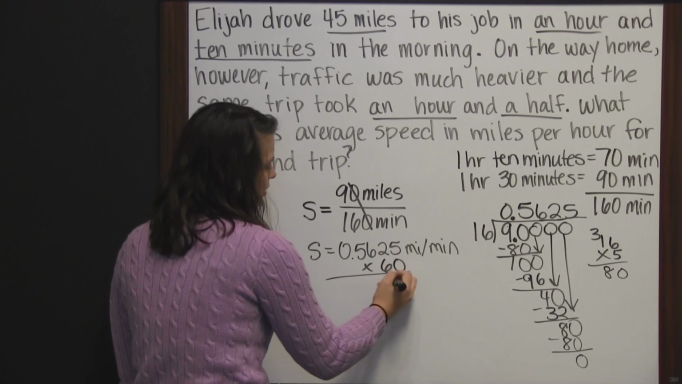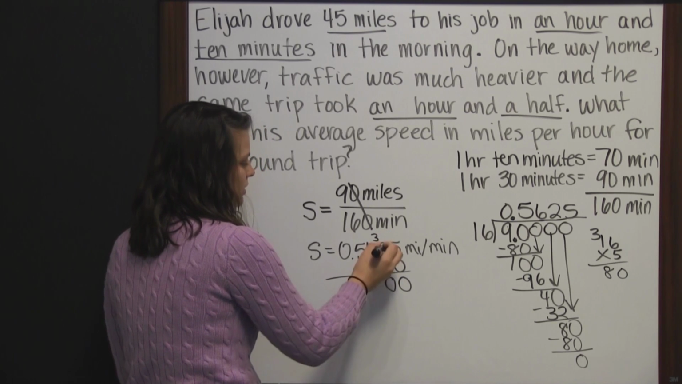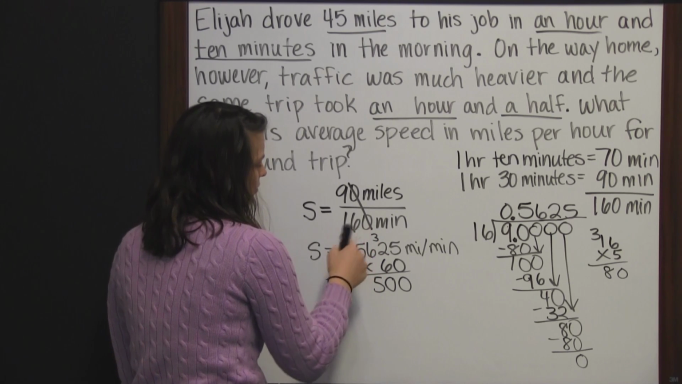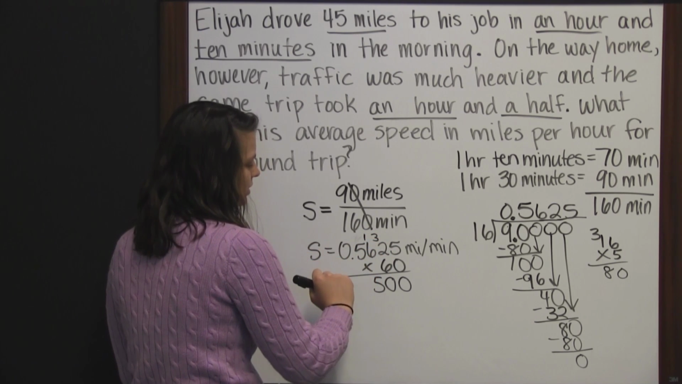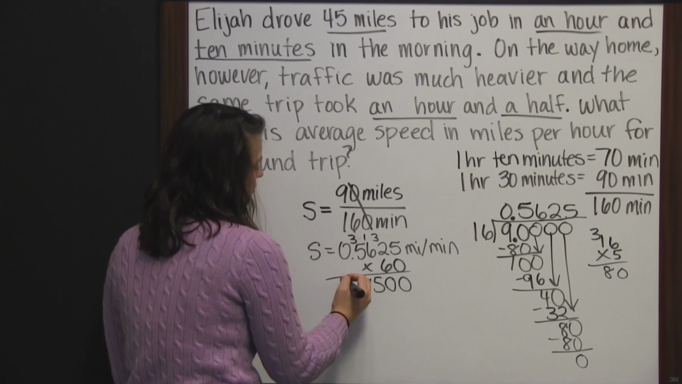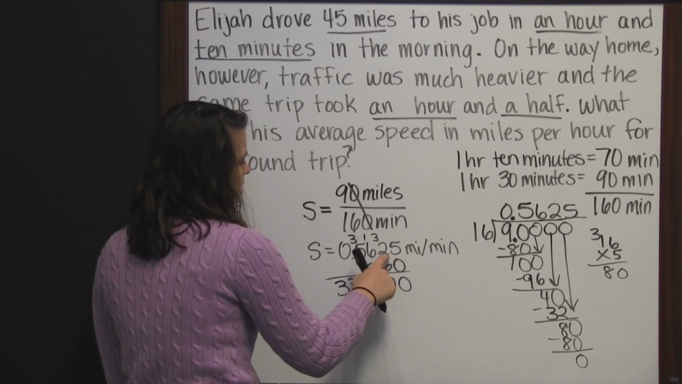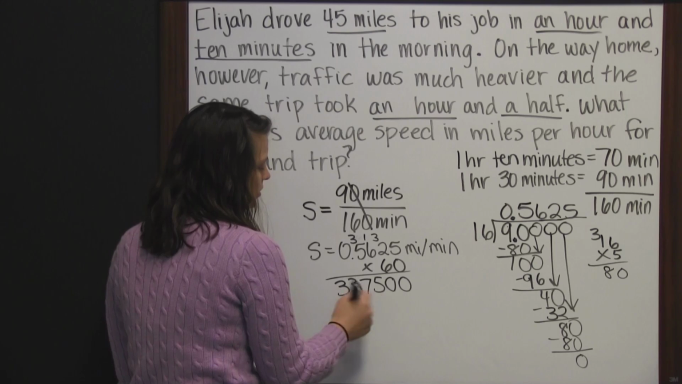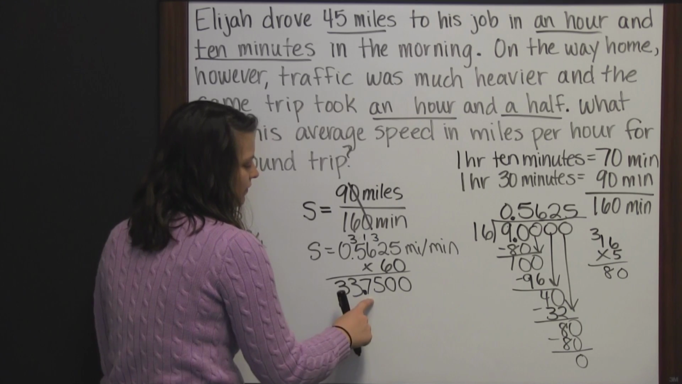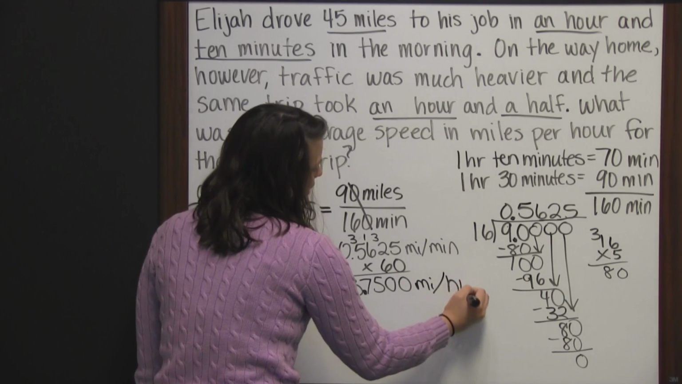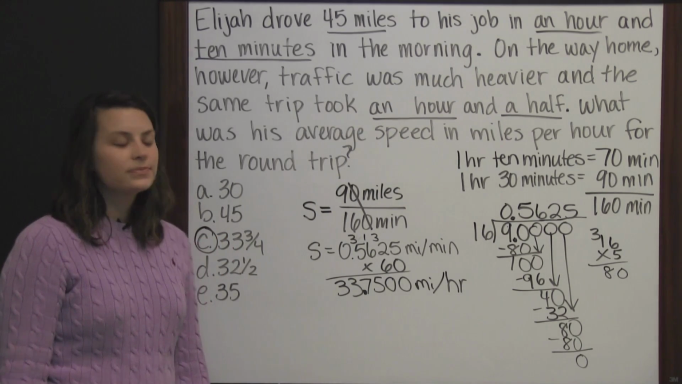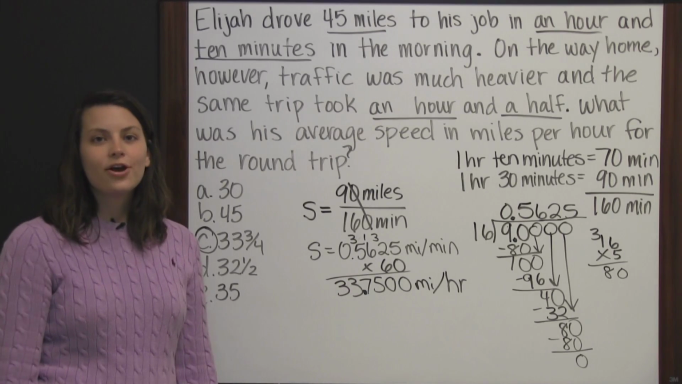6 times 5 is 30, so that's 0, carry the 3. 6 times 2 is 12, plus 3 is 15. 6 times 6 is 36, plus 1 is 37, carry the 3. 6 times 5 is 30, plus 3 is 33. And we have 1, 2, 3, 4 numbers behind the decimal. So your answer should have 4 numbers behind the decimal. So it's 33 and 75/100 miles per hour, which is the same as 33 and 3/4 miles per hour, since 3/4 and 75/100 are equal.